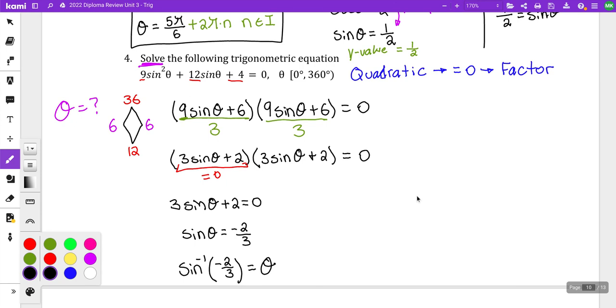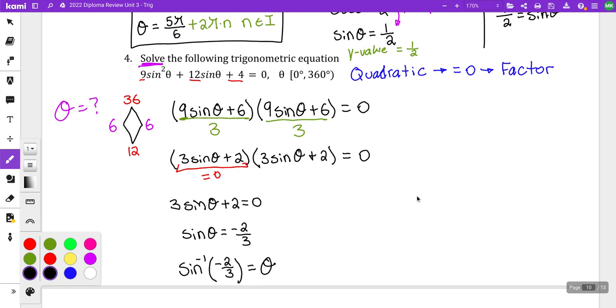Did it give you a negative answer? Yeah. 41.8. Negative 41.8 degrees? Yeah. I prefer to work with reference angles, which means positive angles. So if I were you, I would put in positive 2 over 3. And it's going to give you the same thing, but without the negative in front of it. It's going to say it's 41.8, so we'll call it 42 degrees.